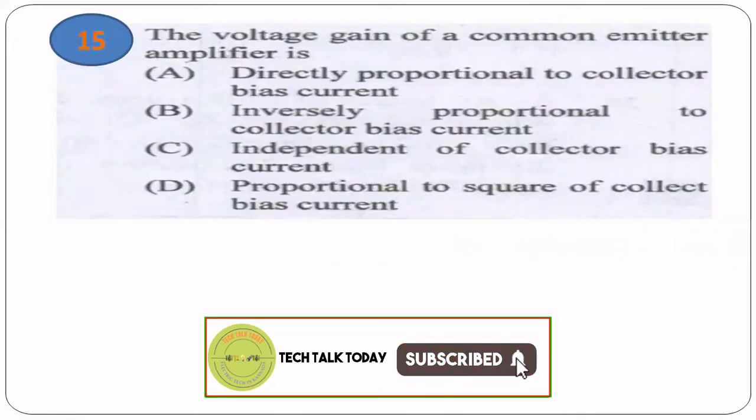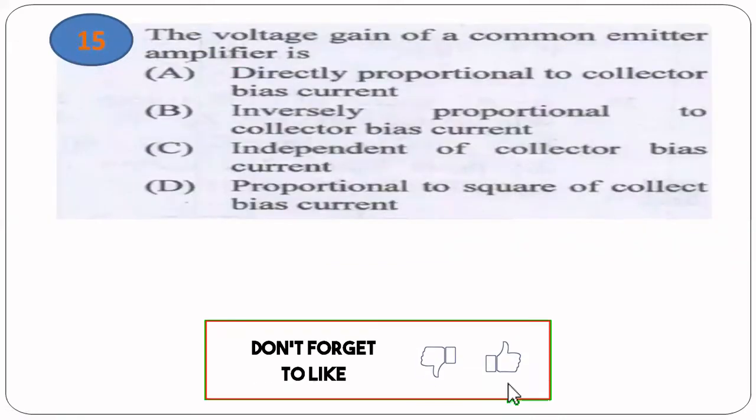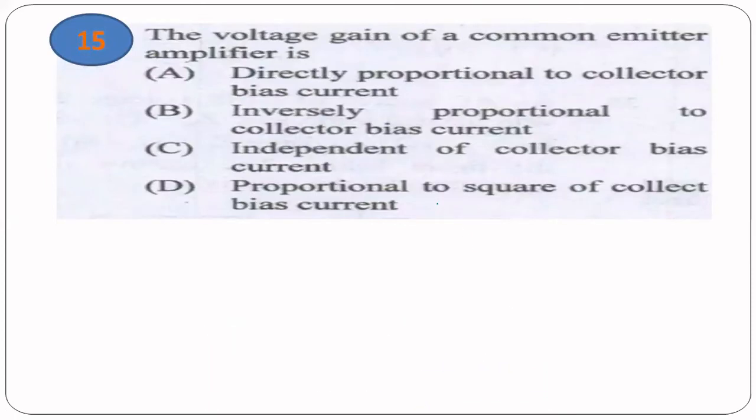Next, the voltage gain of a common emitter amplifier is directly proportional to collector bias current, which is option A. Let us look into the next solution, friends.